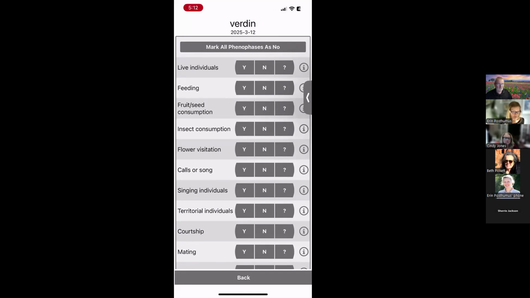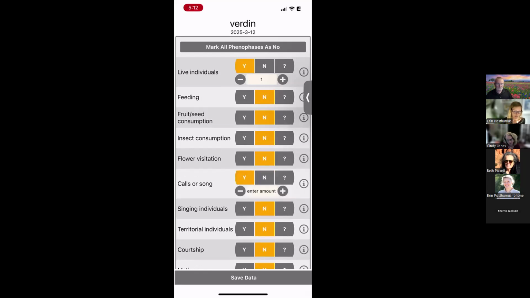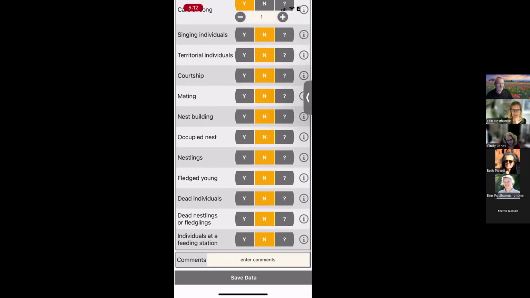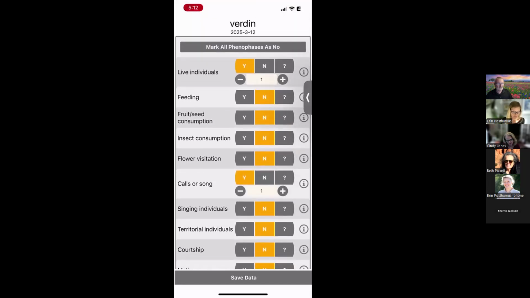You can also, if you only saw a verdin and it was flying through your yard but didn't really do anything, no behaviors, maybe it was making calls but that was it, start out with marking all these as no. Then I'm going to say I did see a live individual and I did hear it calling, and there was one of them. That's a quick way to answer all of these questions, because I know that I only saw the active adult bird, and then I heard the calls or song.